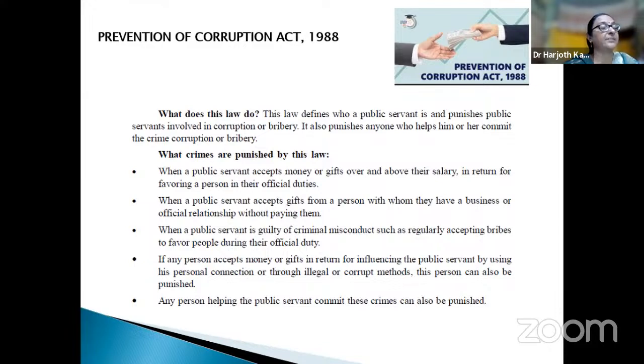Then abetment by a public servant of offences defined in sections 8 and 9 is punishable with imprisonment of not less than 6 months, which may extend to 5 years, and they are liable to fine also. So that means anything other than salary, any gifts taken for favoring their work, would be punishable. The major punishment is either 6 months or it may extend to 5 years, plus some fine.